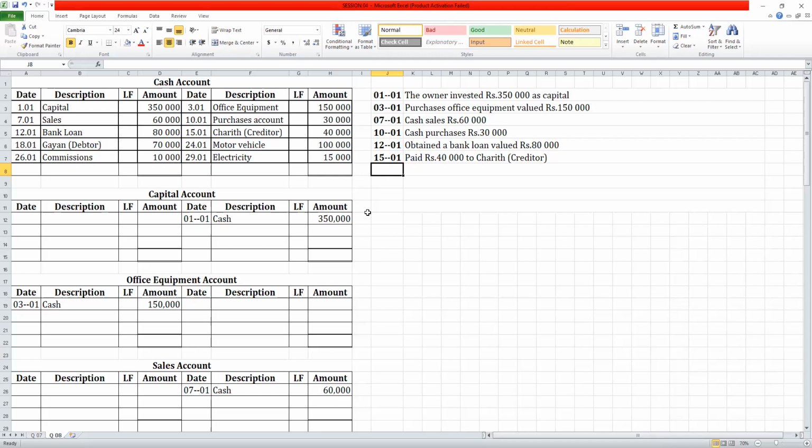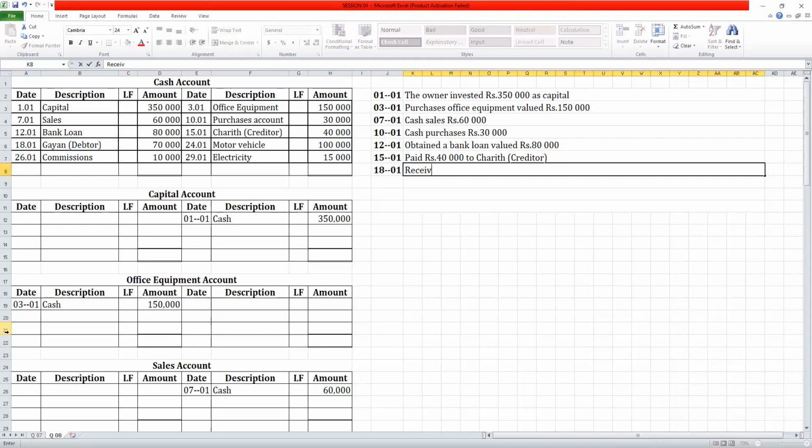The next one, 18th January. Now the cash is debited. We can quickly think that we have received money. It's a receipt. Who has paid this? Gayan. So what is the double entry, what is the description? Received rupees 70,000 from Gayan within brackets debtor. See, are we clear now? That is right, Sanuka. Just think and do it, that is all. Right? Very good.